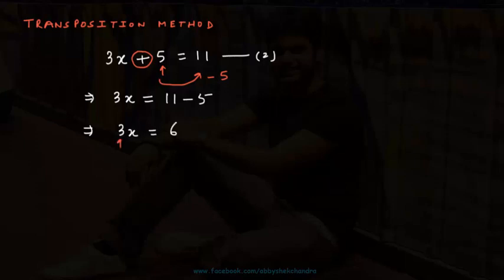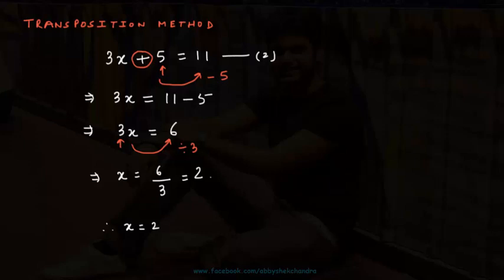Now we need to get rid of 3. Since it is multiplied to the LHS, when we transfer it to the RHS, it will divide the RHS since multiplication becomes division on transfer. So we will get x equal to 6 divided by 3 equal to 2. Therefore, x equal to 2, which we already know is the right answer.